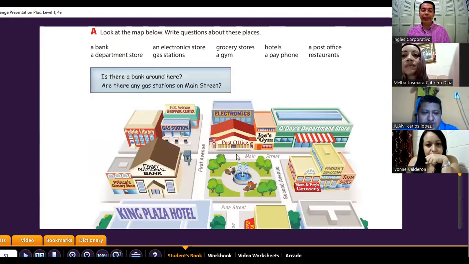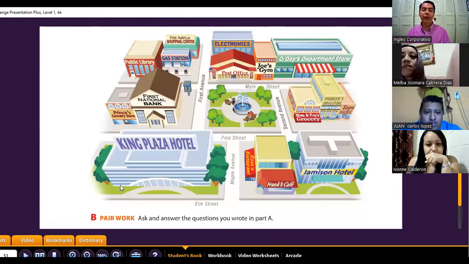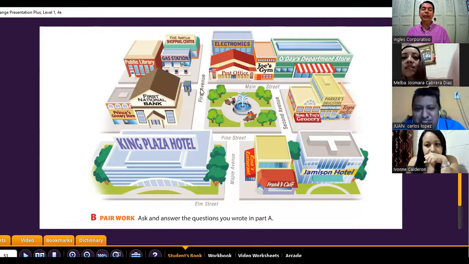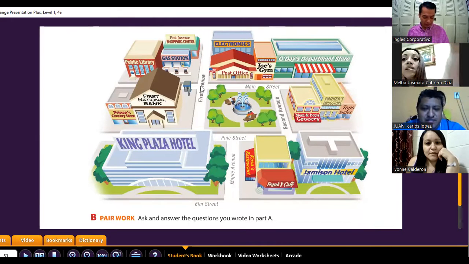Y si quiere diga la calle, mire, la gas station está en la Main Street, que casi no se ve, ¿verdad? Yes, there is one across. Next to Fear Avenue. No. There is one on First Avenue, right? On First Avenue. Okay, good. Now, JC, make the question to somebody else.